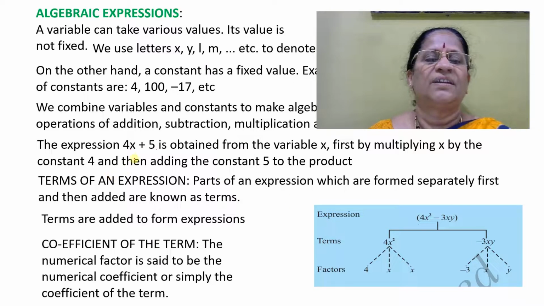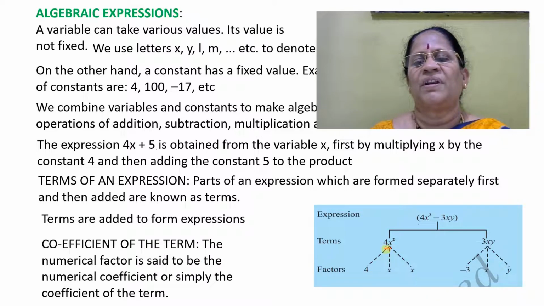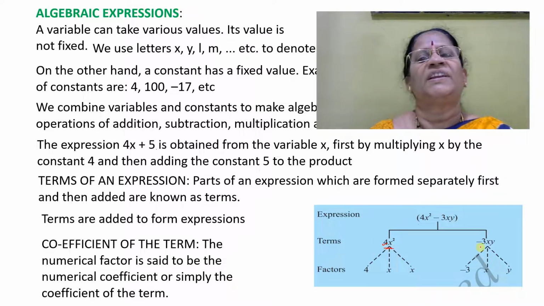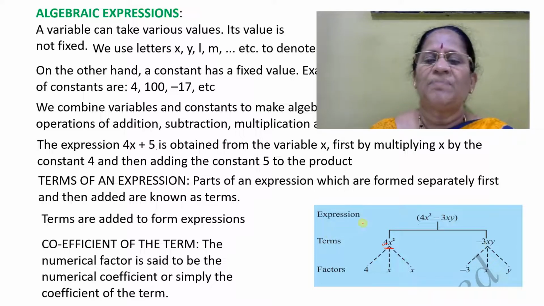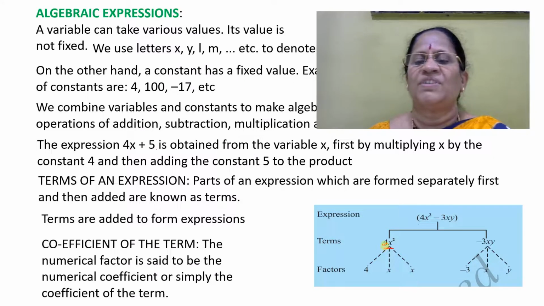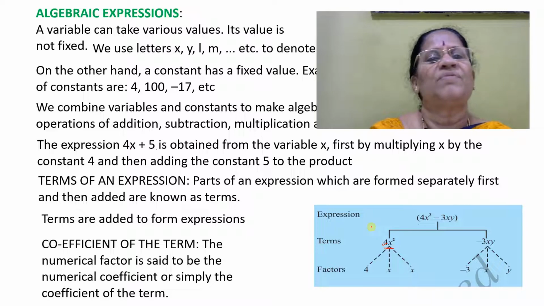Now, let us consider the coefficient of the term. The numerical factor is said to be the numerical coefficient. Here we have 4x square, right? So here the numerical coefficient is 4, or simply the coefficient of the term. Here it is minus 3, right? Sometimes we will say this is a numerical factor or numerical coefficient, and x square is the literal coefficient of this 4. So this is about the coefficient of the term.